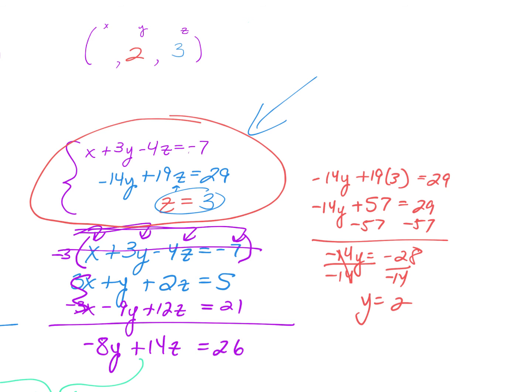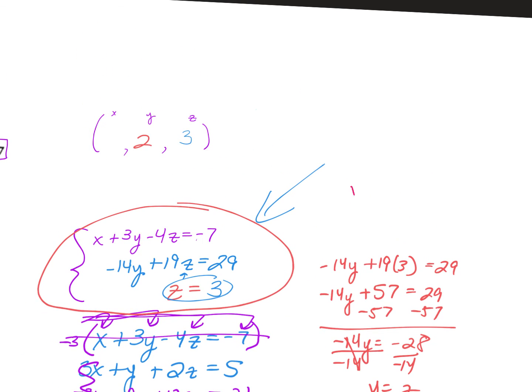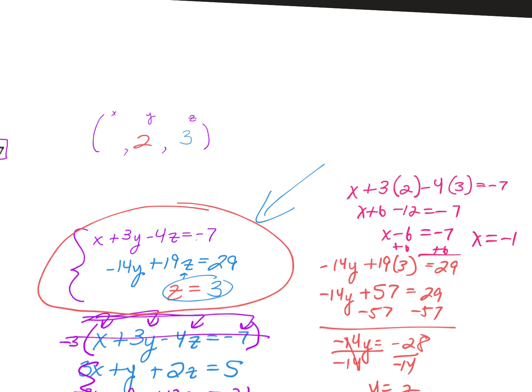So now that I have a y value and a z value, I can plug it into the very top equation and we can find out what our x equals. So you have x plus 3 times y, which is 2, minus 4 times z, which is 3, equals negative 7. X plus 6 minus 12 equals negative 7. X minus 6 equals negative 7. Well, add 6 to both sides. What's x going to be? Negative 1. And there's your ordered triple. The numbers were big and gross and ugly, but that doesn't mean you did something wrong.